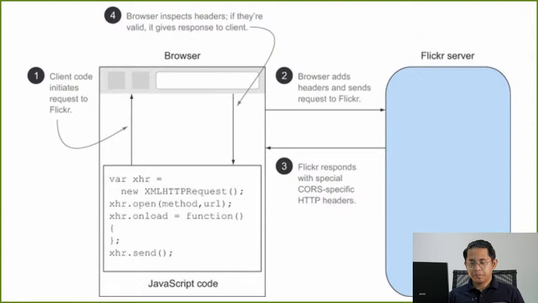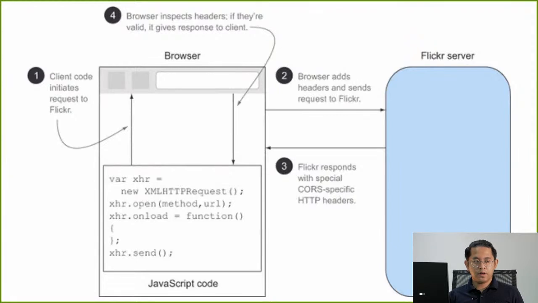And so here in number 3, after that, the server includes HTTP headers in the response that indicate whether the request is allowed. This is what I was talking about earlier. The server includes HTTP headers in the response that indicate whether the request is allowed. After that, if the request is allowed, the browser sends the response to the client.